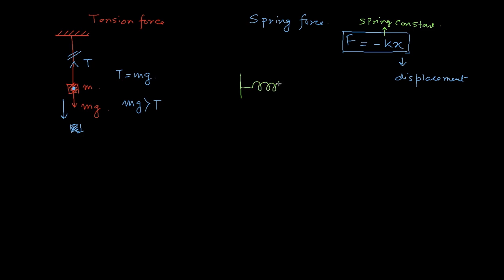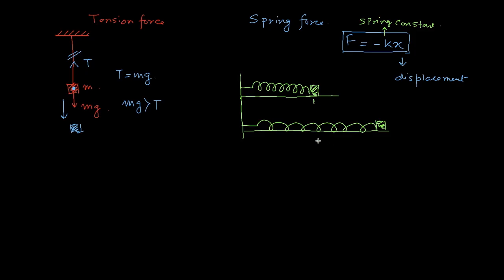If this is your spring and one mass M is connected over here, now you stretch the spring. What happens? The diagram should be like this. This is the diagram after stretching. That means the initial position is this and the final position is this, so this is the displacement of the spring.